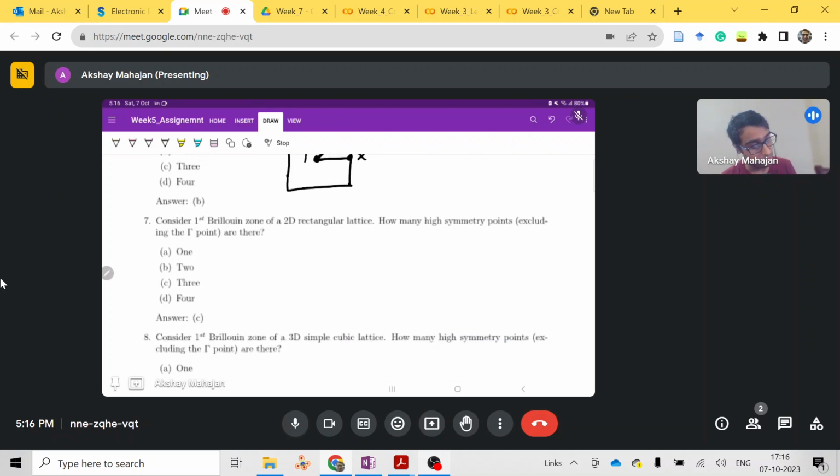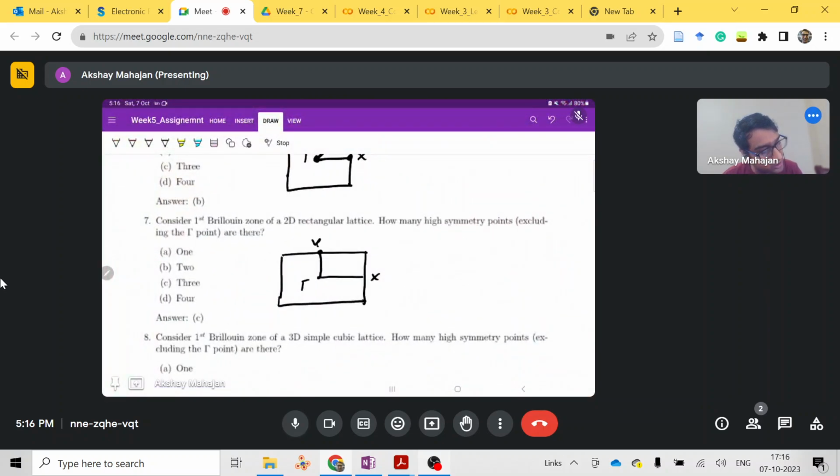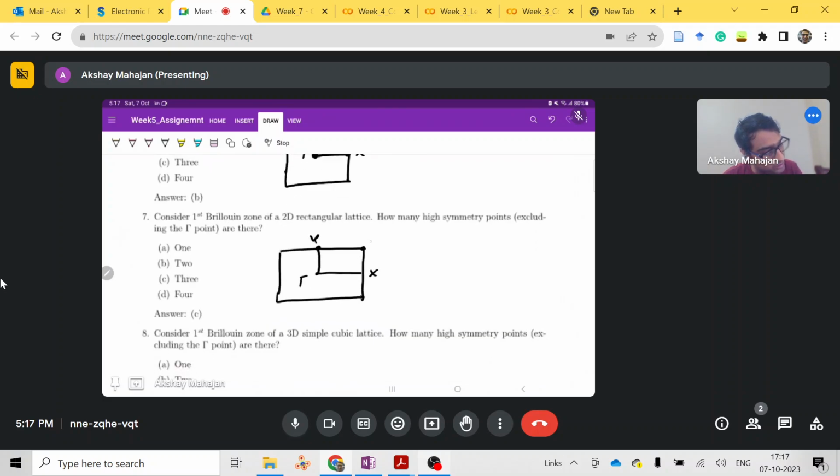Now if you consider the first Brillouin zone for a 2D rectangular lattice, how many high symmetry points excluding the gamma point are there? In a rectangular lattice, you will have this kind of rectangular lattice. Now I will have a gamma point, I will have this X. Since it is a rectangular lattice, there will be anisotropy. Earlier X and Y were the same, so we didn't need to consider Y in the high symmetry points. But now we have to consider it as high symmetry. Our high symmetry points will now be 4, because X and Y are not going to be the same. Excluding the gamma point, there will be 1, 2, 3 points. So the answer should be 3.